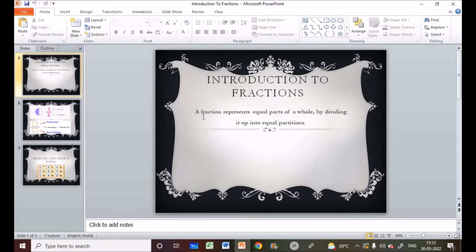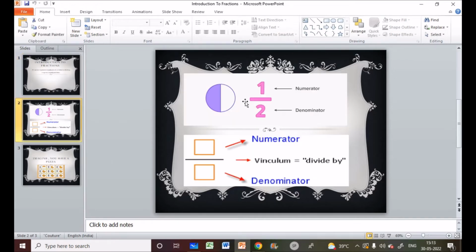Introduction to fractions. A fraction represents equal parts of a whole. Remember that the parts have to be equal. Only then will we be able to represent them as a fraction. If the parts are not equal, then we cannot represent it as a fraction. We have to divide it into equal partitions. So before knowing what a fraction is, we have to know the parts of a fraction.